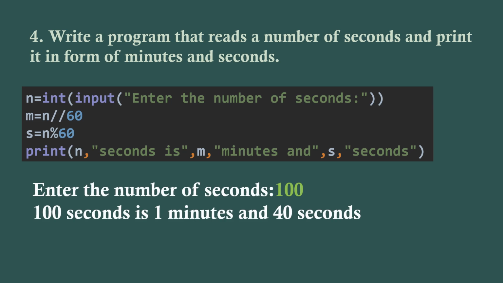So you can see, enter the number of seconds, let's say 100. So it is showing 100 seconds. Here you can see n is replaced by its value 100. Then whatever text you have written, that is 100 seconds is 1 minute. m has value 1 because the quotient of 100 divided by 60 is 1. So 1 minute, and s seconds. s has value 40 over here. So it is storing 40 seconds. So this is how you can get it.